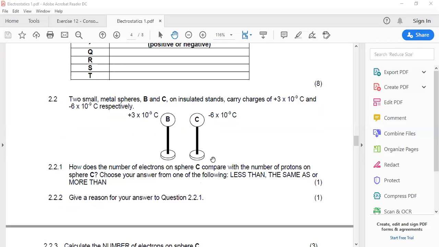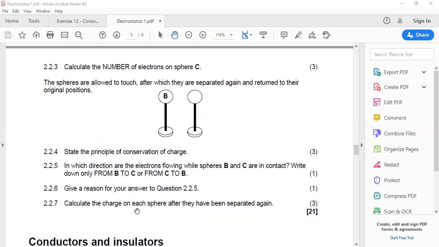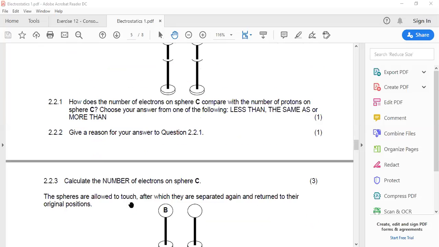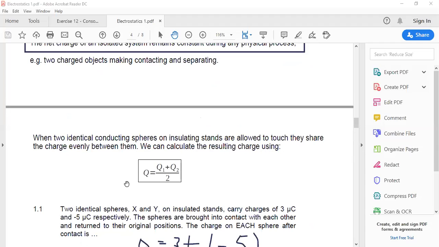Your answer is going to be -1,5 times 10 to the power -9. That will be your answer. So each one is going to be negative. So the charge here, each one is going to be -1,5 times 10 to the power -9. Basically, you're using the equation that we have here: Q is equal to Q1 plus Q2 divided by 2. So you add the 2, then you get your answer. Clear?